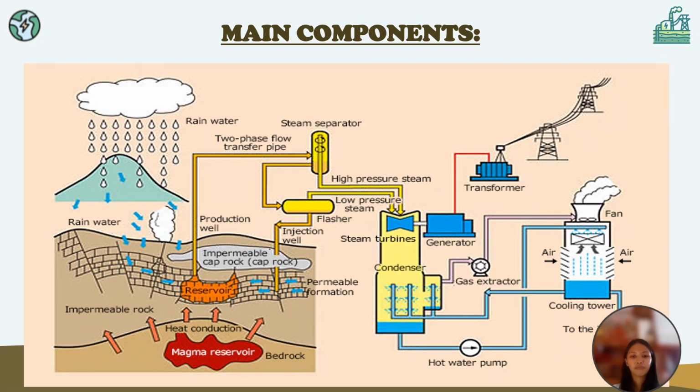So this is a diagram showing how a geothermal power plant works, from the magma reservoir by heat conduction to the geothermal reservoir, then to the production well, and the steam from the production well going to the turbine, with or without a steam separator depending on the type.